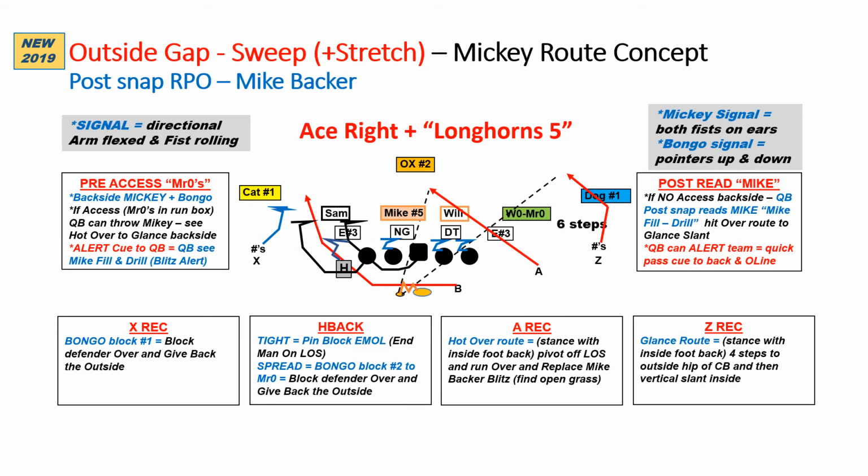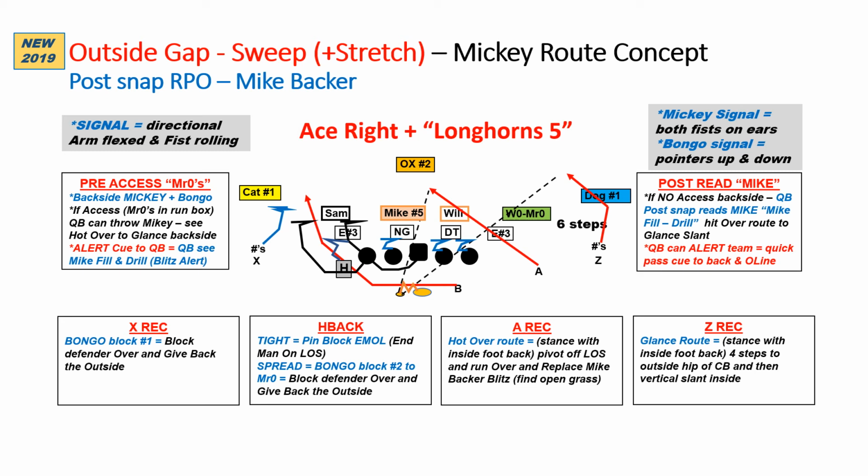All right, finally then, we have our outside gap RPO concept, which consists of a pin and pull sweep and or our outside zone, what we call stretch. We use a Mickey route concept. The post-snap read is now the Mike backer, hence the Mickey call. What we're going to get here, you'll see to the left, the X receiver, the play side receiver, is going to go block the #1 defender.